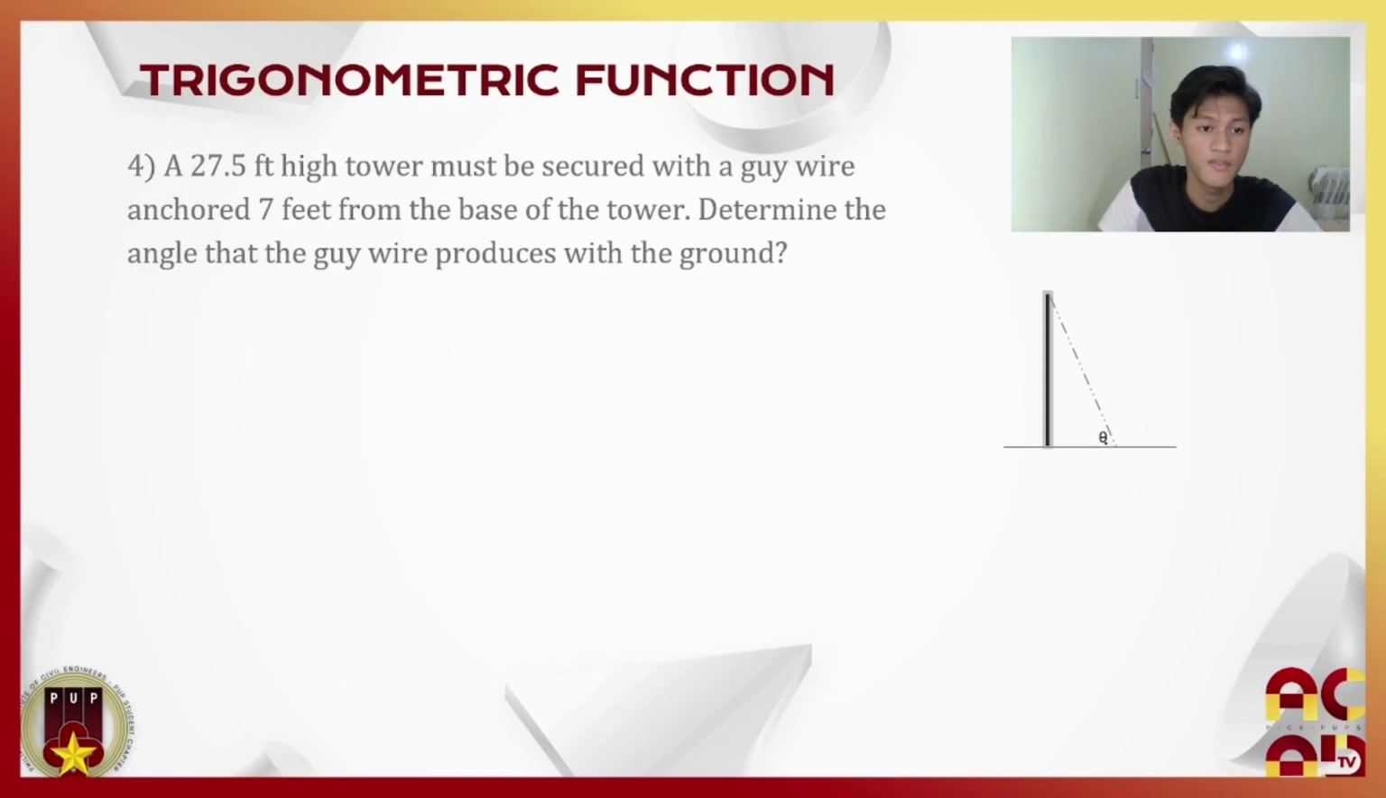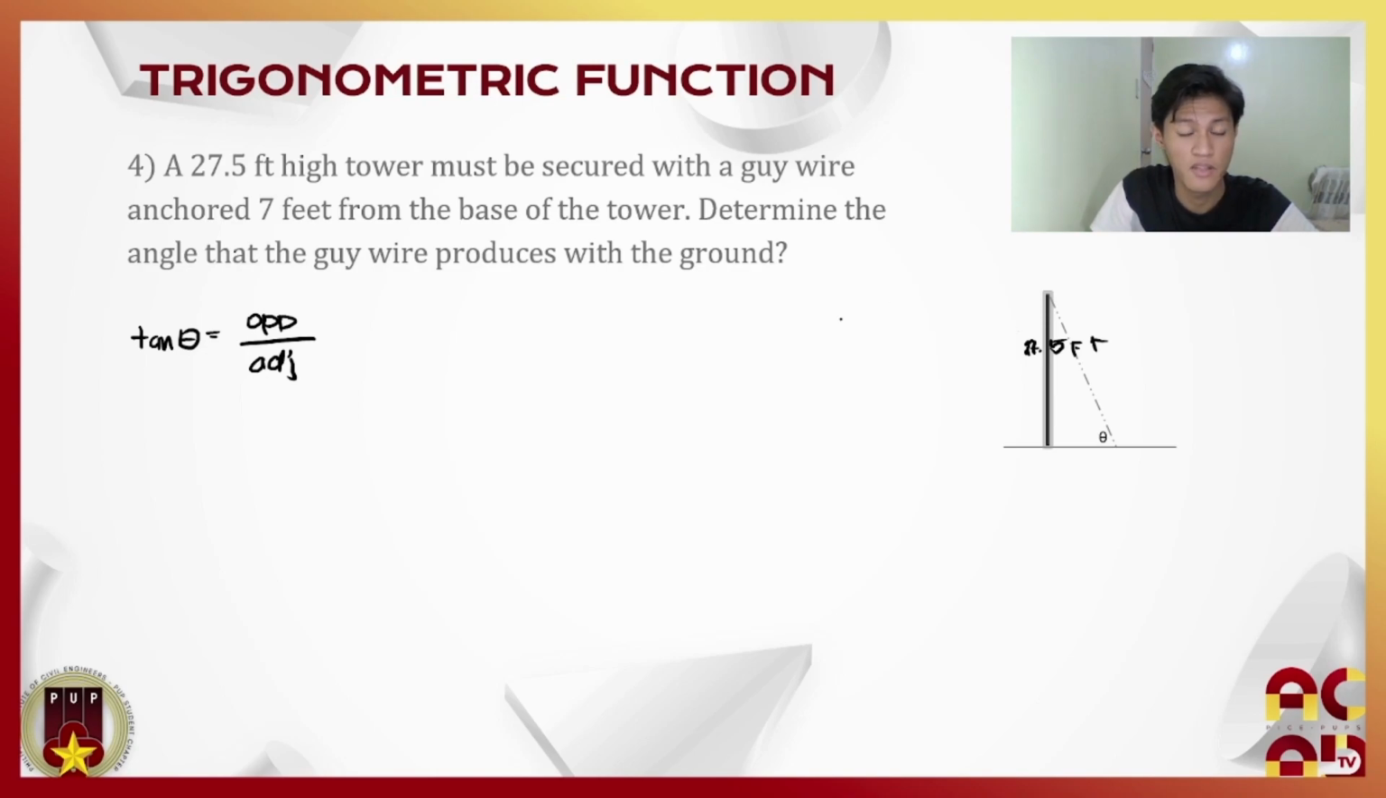So, when we say angle of elevation, ang involved na function ay tangent. So, TOA. Tangent theta is equals to opposite over adjacent. So, ito yung function natin. So, understand na natin yung problem. So, meron tayong value na 27.5 feet. Yung height ng tower, so, ito yun. 27.5 feet. Ito yun, yung height ng tower.